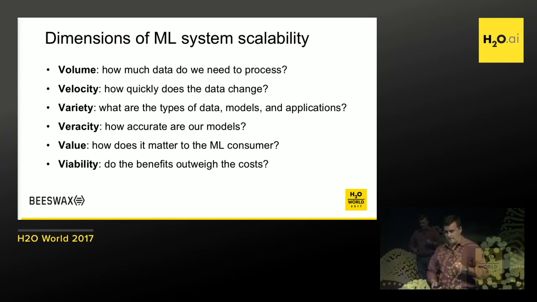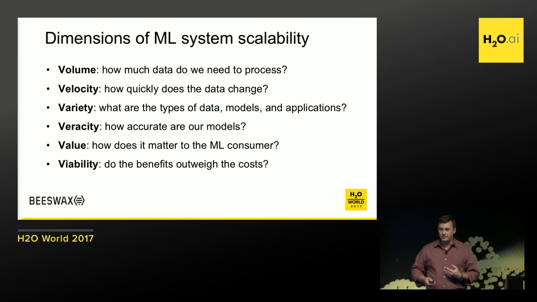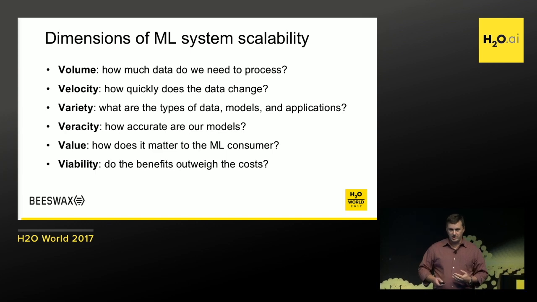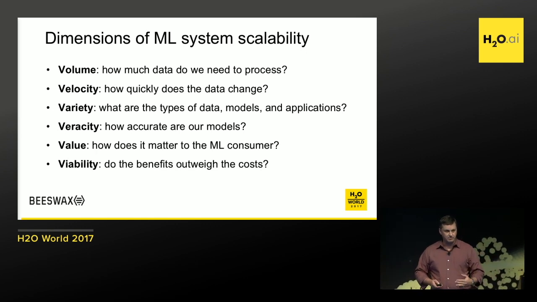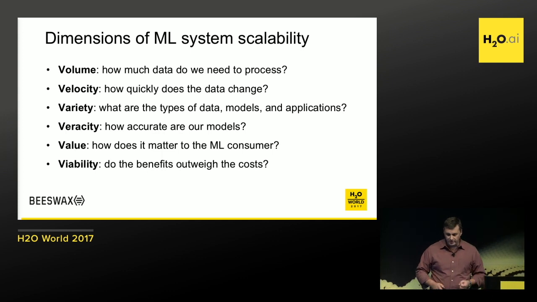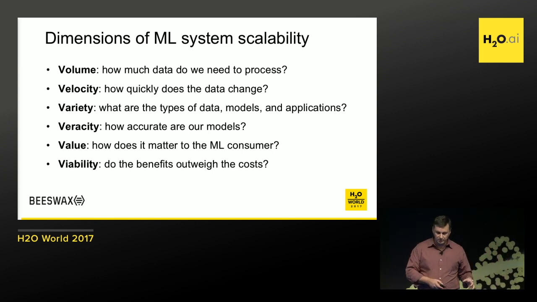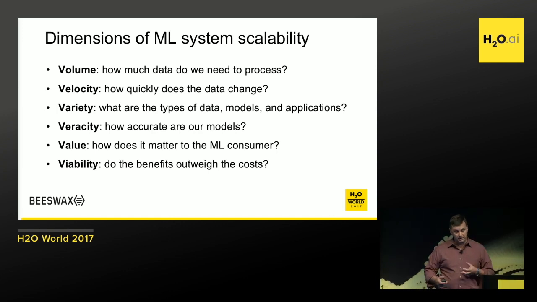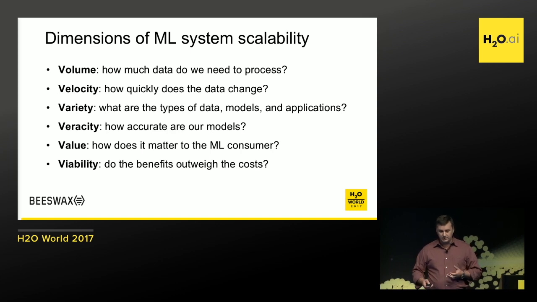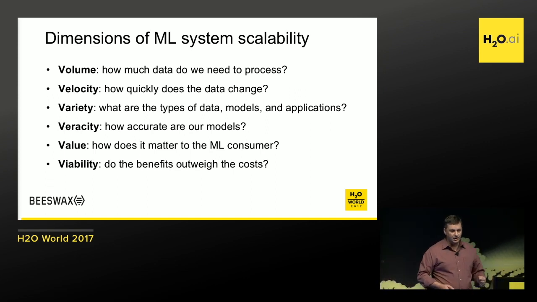Veracity is about accuracy, and accuracy is not just how we measure it, but also how much is enough. What is the minimum accuracy that actually makes any difference to the customer? And sometimes the answer is not a lot, actually. Maybe your model doesn't have to be perfect, and the business problem can be solved with something simple. Then value is going into, again, suppose we solve the machine learning problem, how does that affect the customer? Viability: now that we know the value, we have the constraints, we can estimate the costs, and is the cost of satisfying the constraints actually worth the effort? And how much effort is it to build a system like this?